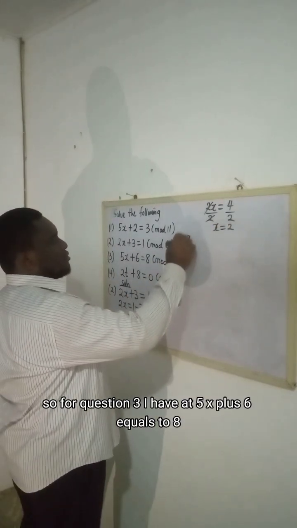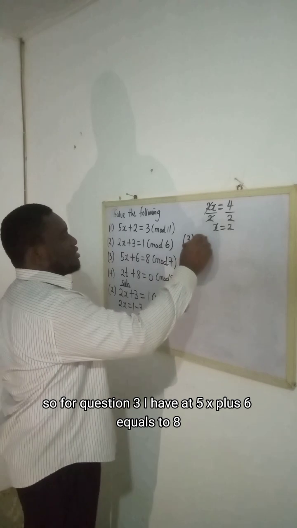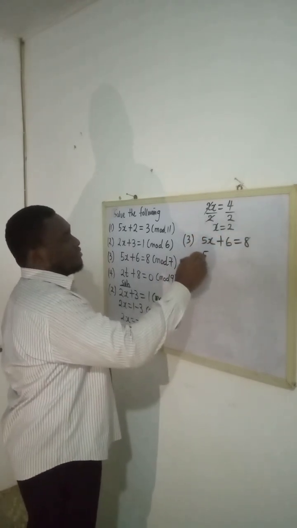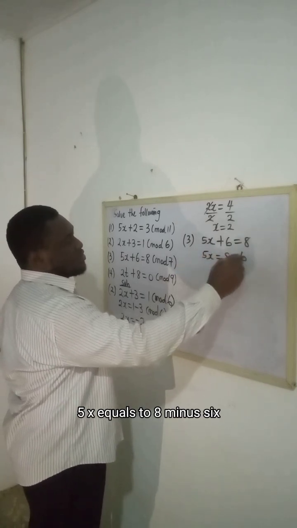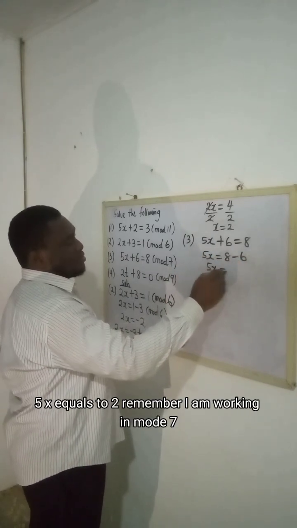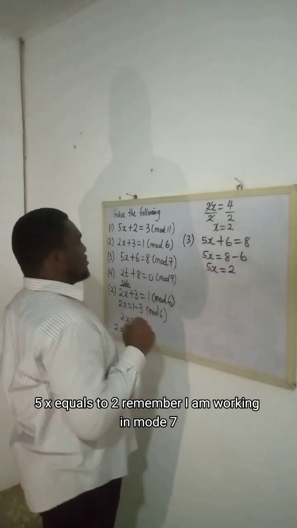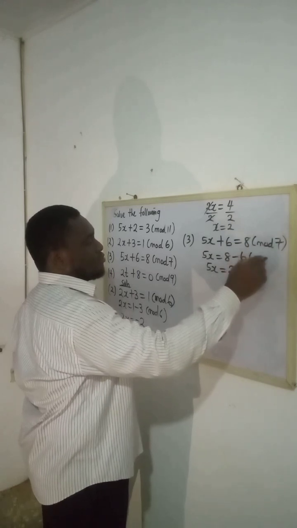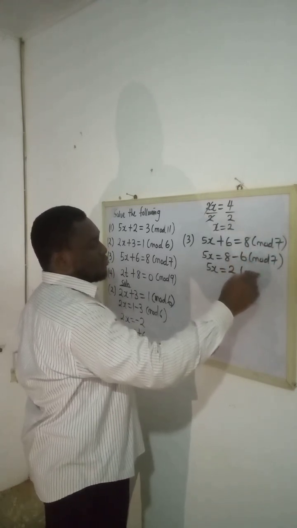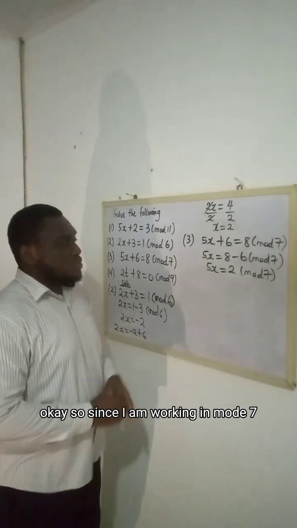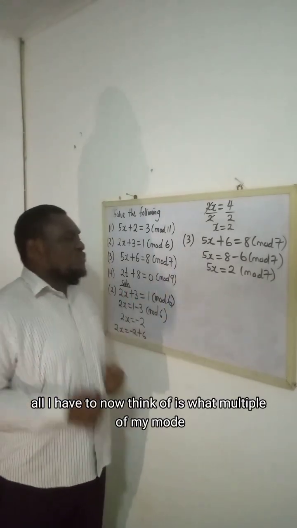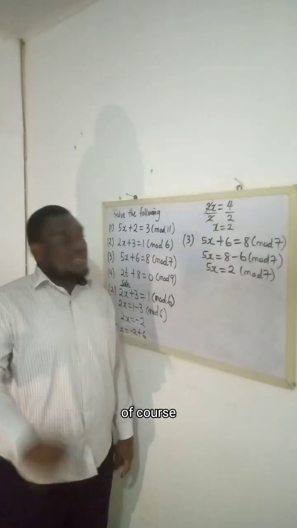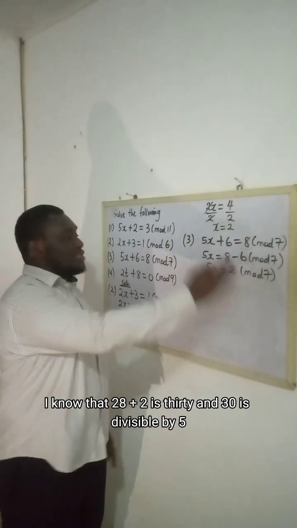For question 3, I have 5x plus 6 equals 8. 5x equals 8 minus 6. 5x equals 2. Remember, I am working in mod 7. Since I am working in mod 7, all I have to think of is what multiple of my mod can I add to 2 that makes it divisible by 5? Of course, I know that 28 plus 2 is 30, and 30 is divisible by 5.